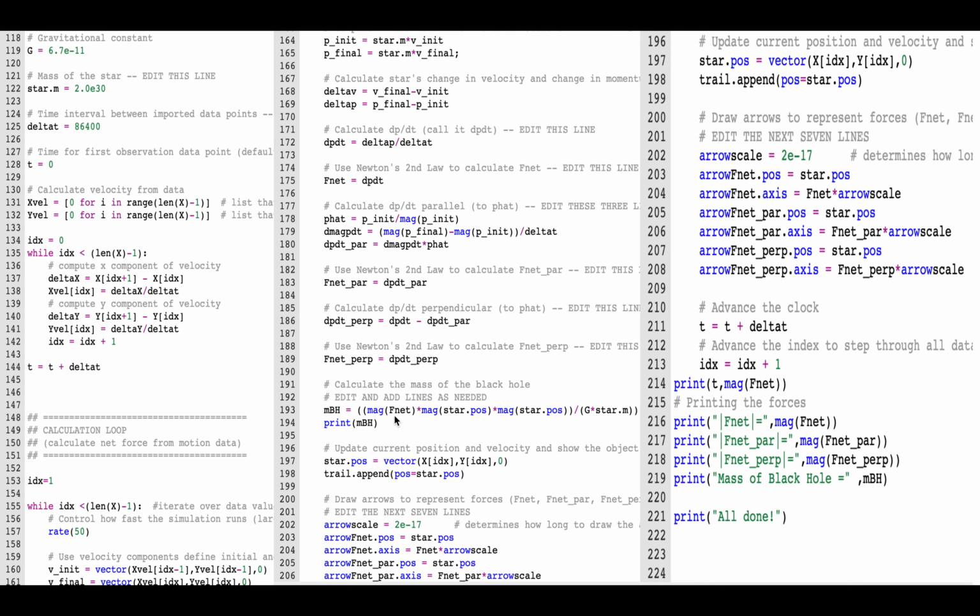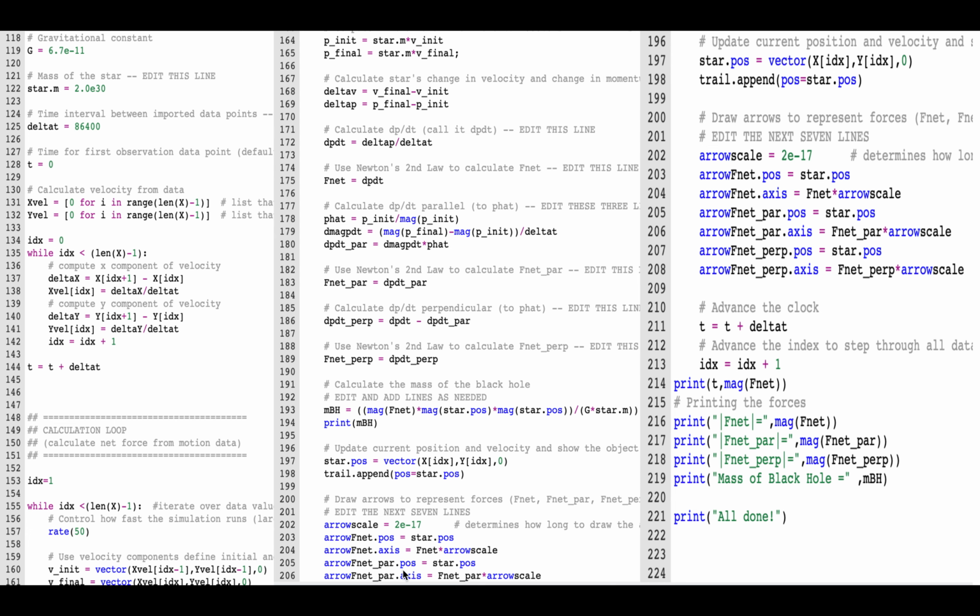And then our mass of the black hole, we manipulated the gravitational force equation to solve for one of the masses. So when you manipulate it, it comes out to F net times the position of the star in between squared, which is our r squared, divided by the gravitational constant times the mass of the star. And then we're just going to go ahead and print that.